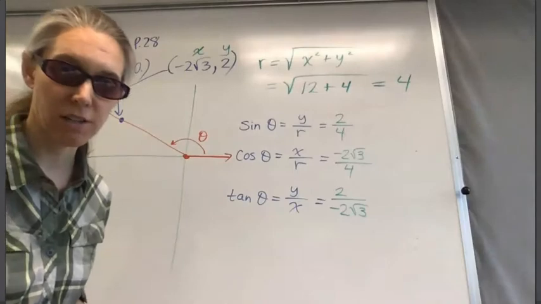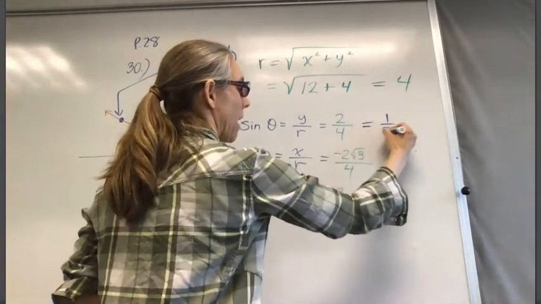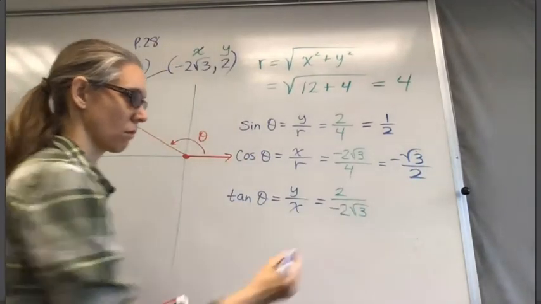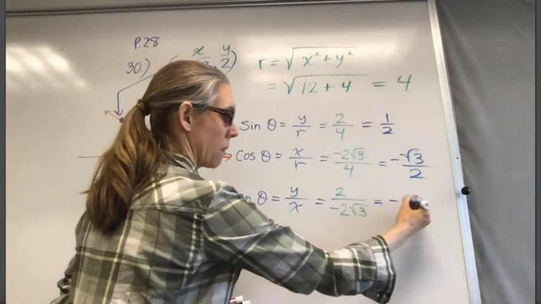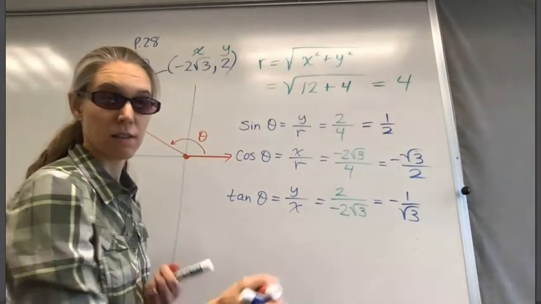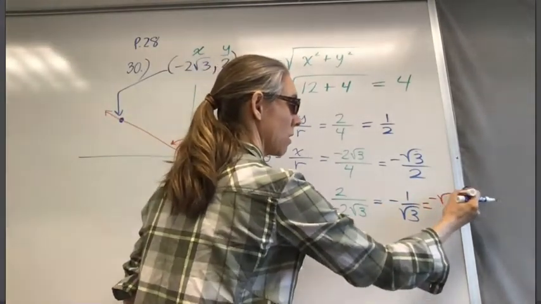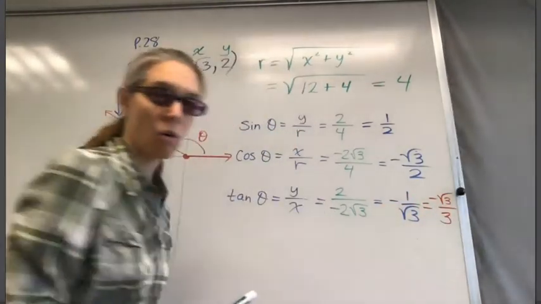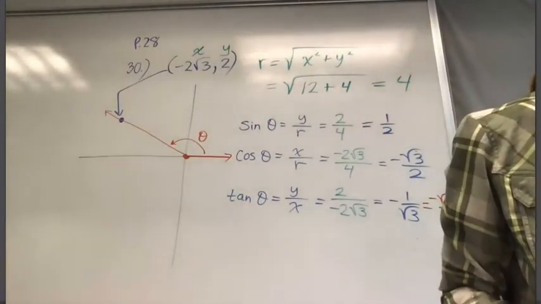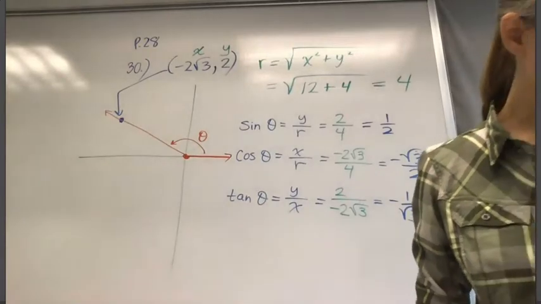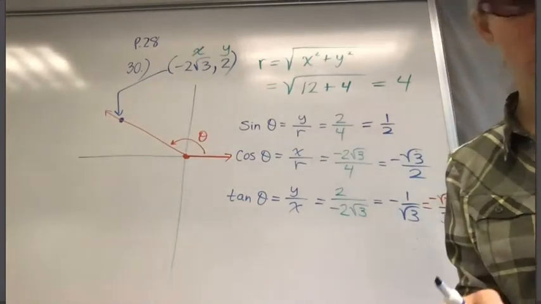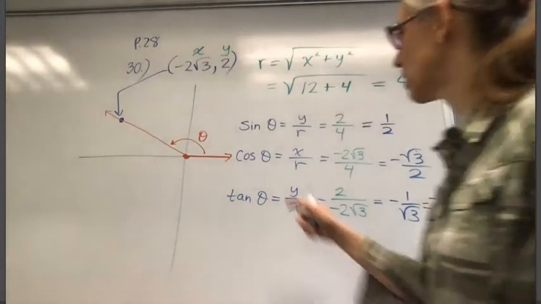And now I simplify each of these. 1/2, negative root 3 over 2. And this one, negative 1 over root 3, must be rationalized. So this becomes negative root 3 over 3. Okay, so those right there are sine, cosine, and tangent.